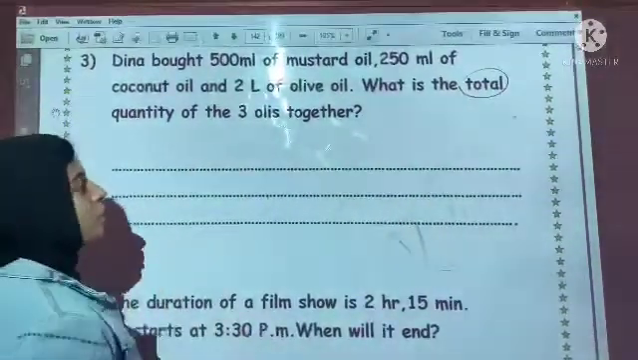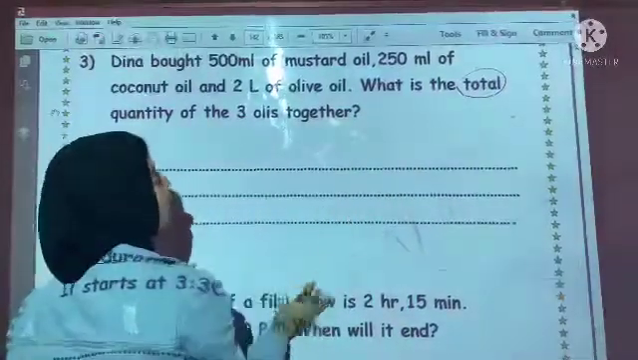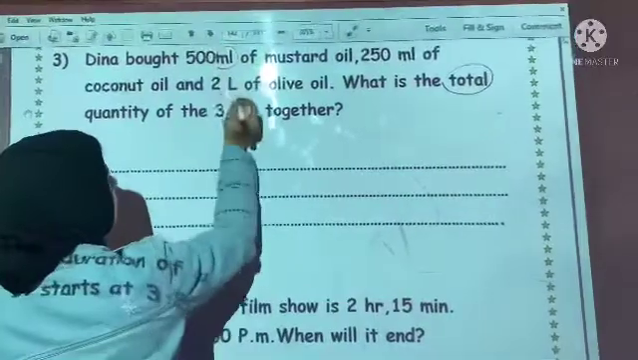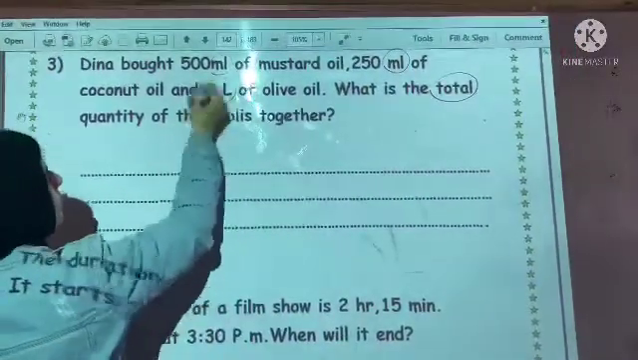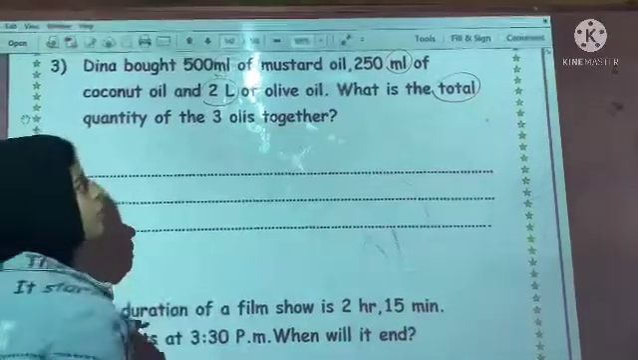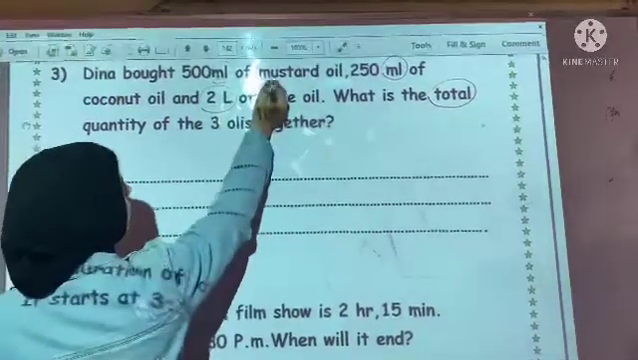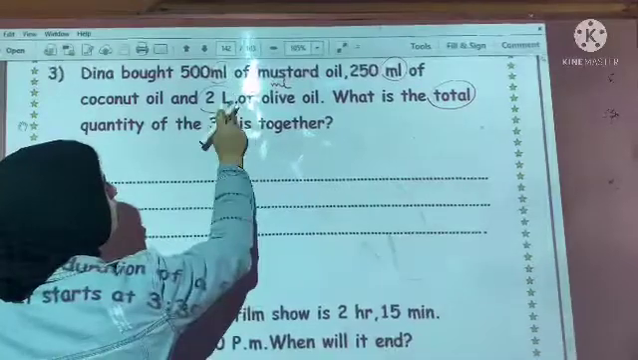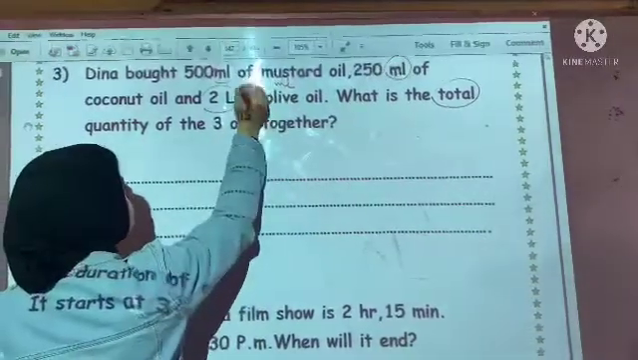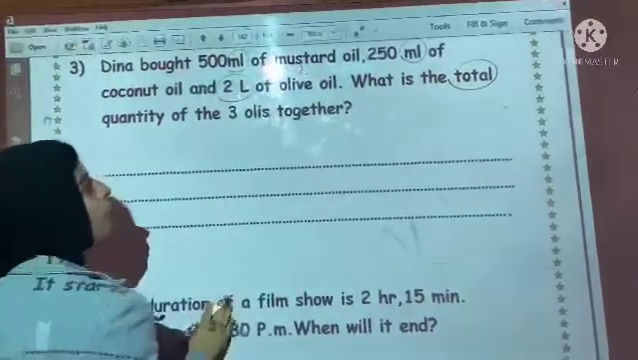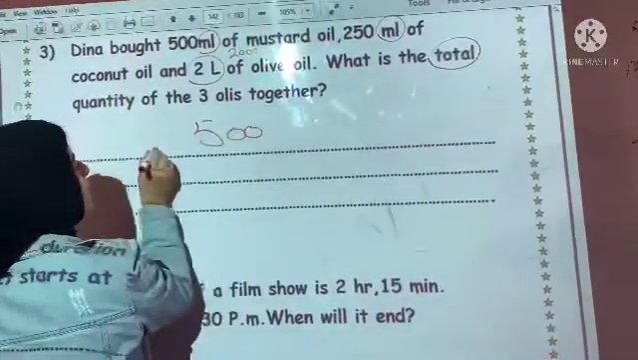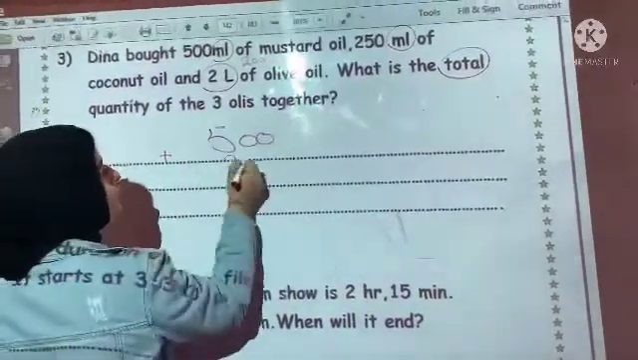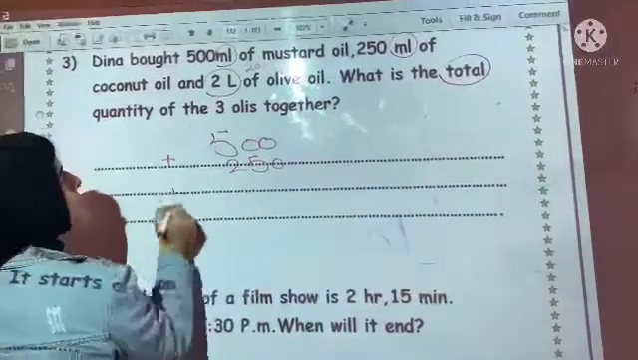I want to get the total, so I'm going to add them all. But I have something here: I should make all the units the same. Here I have milliliter, and here I have milliliter, but here I have 2 liters, so it's a different unit. I'm going to convert 2 liter to milliliter. 2 liter equals how many milliliter? Equals 2000. So now I'm going to add 500 plus 250 plus 2000.